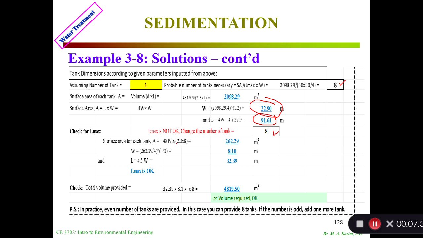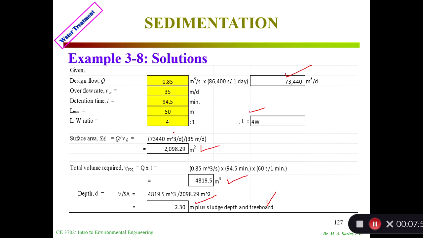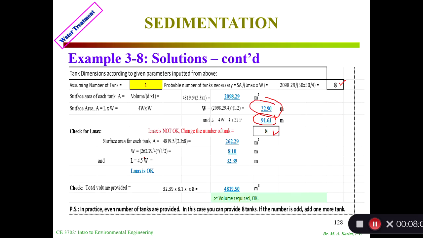So if I use 8, then the surface area of each tank is volume divided by 2.3, the depth of each tank, times number of tanks, is that much. Then W would be equal to 8.1 and the L would be 4.5 times this, would be 32. Okay, I think it's 4.0, not 4.5, right? It was 4.0. Yeah, 4.0. So this is not right. This is a misrepresentation, but here it is okay.